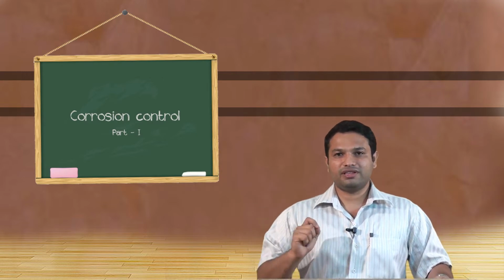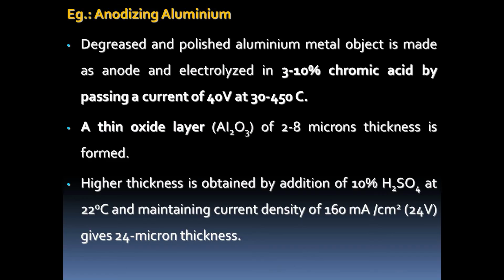Let us have an example. As I said, take the aluminium, degrease it, and clean the surface. Then, for a specific example, take chromic acid, 3 to 10% of chromic acid, pass a current at 40 volts, and maintain a temperature of 30 to 45 degrees Celsius. Then a thin layer of aluminium oxide is obtained on the surface. As the thin layer is obtained, the metal is not exposed to the environment, thus inhibiting corrosion. Since corrosion is a surface reaction, the surface is not exposed to the environment, leading to inhibition of the corrosion.